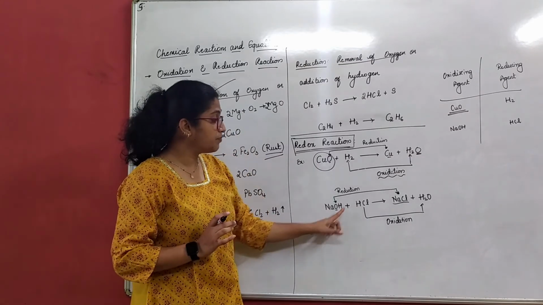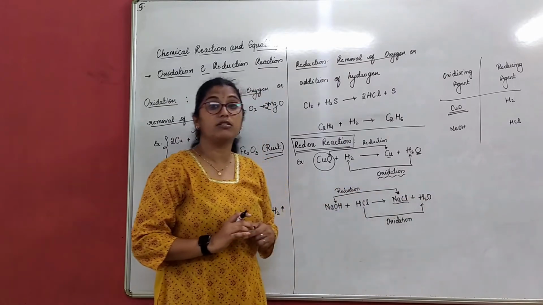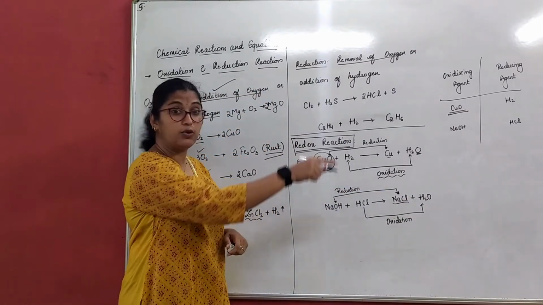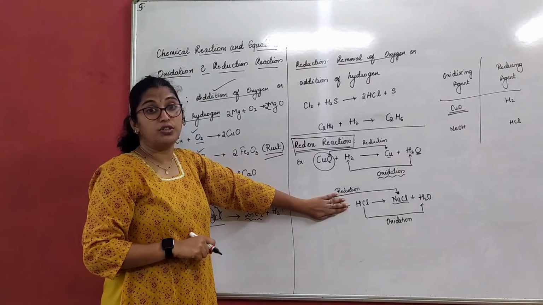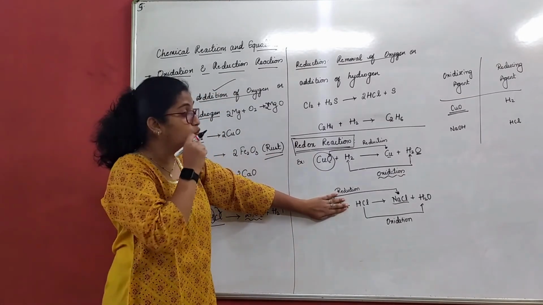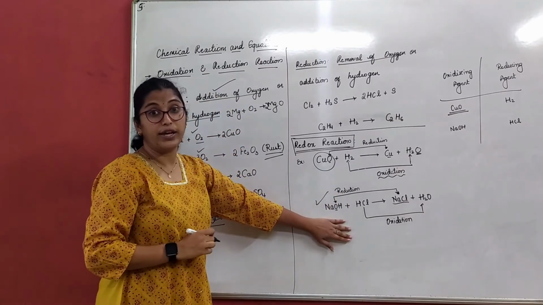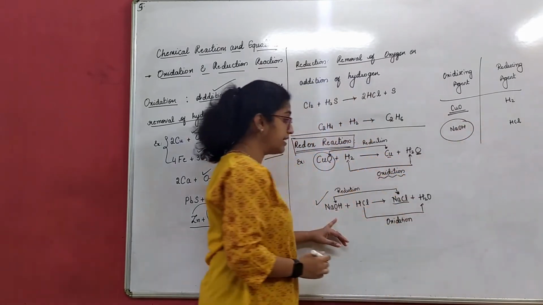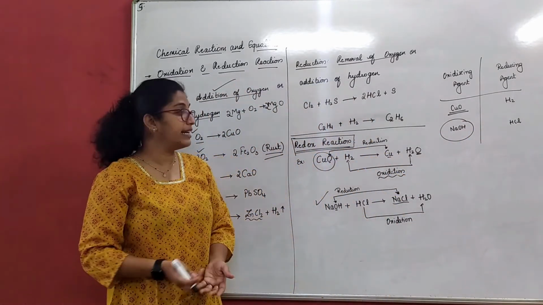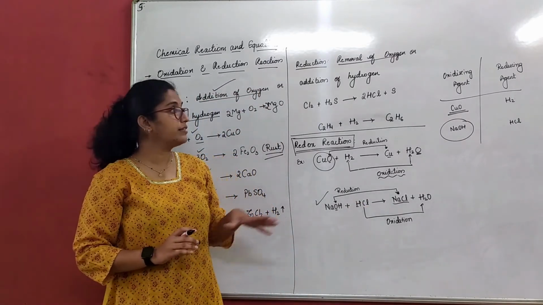Sodium hydroxide. From where did H2O get the oxygen? From which part of the equation? Did it get it from HCl? HCl does not have oxygen at all. Then from where did the H2O get the oxygen? It got it from NaOH. So, NaOH is the oxidizing agent. Then which is the reducing agent? HCl.